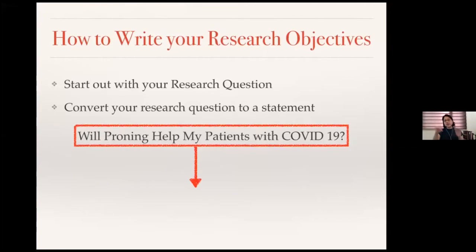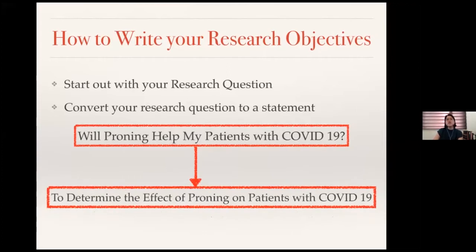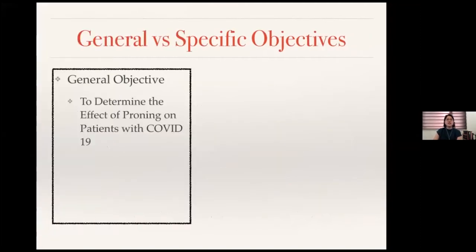Siriban told you, so you started searching for literature, and you found out that the literature is not really very clear yet, so I want to write a study on this. So you convert your research question into a statement: to determine the effect of proning on patients with COVID-19. So basically, the general objective is to determine the effect of proning on patients with COVID-19. However, we have one problem there.